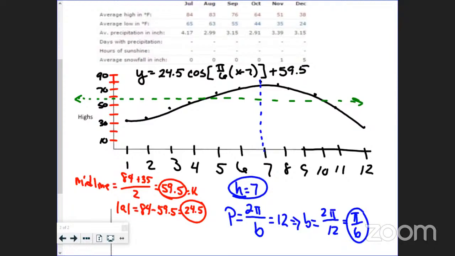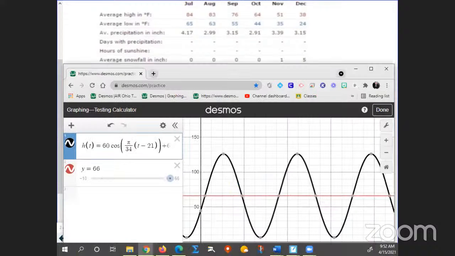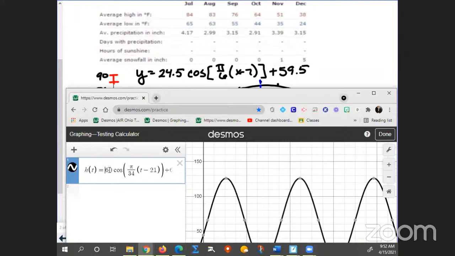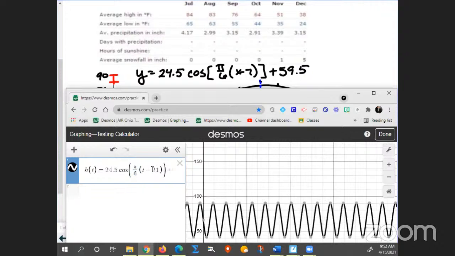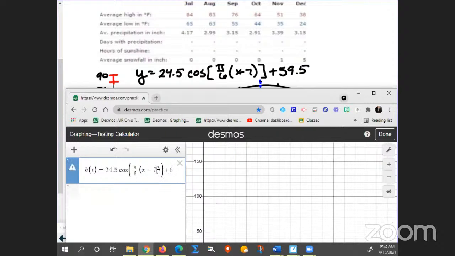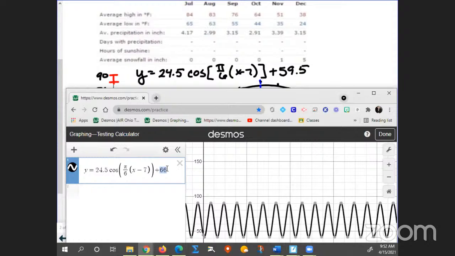So let's go ahead and do that on Desmos and take a look at it now and see how good we did. Okay? Let's go ahead. I'll call up Desmos. Just modify this one a little bit maybe. So here we go. There it is. So we're going to make this 24.5 cosine of pi over 6. And we're going to change this. I'm going to make this x minus 7. Out here, I'm just going to name this y instead. And plus 59.5.